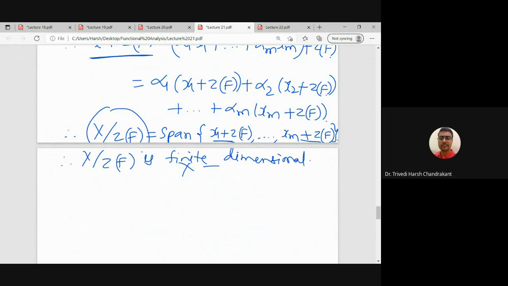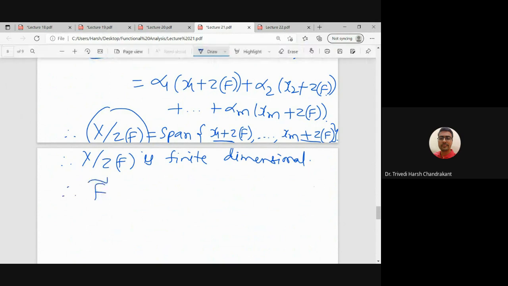and that will give us that the quotient map is continuous. So that is the converse.